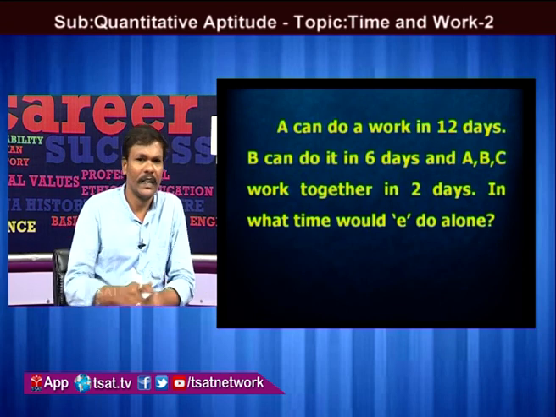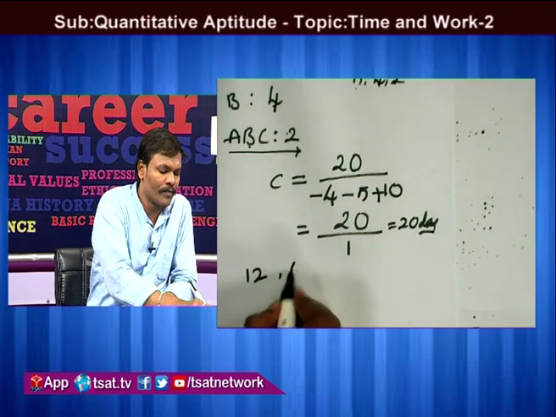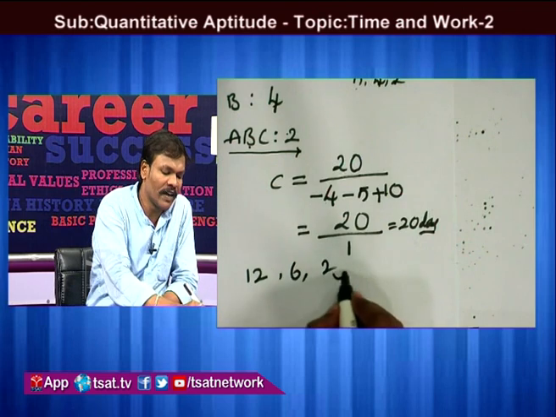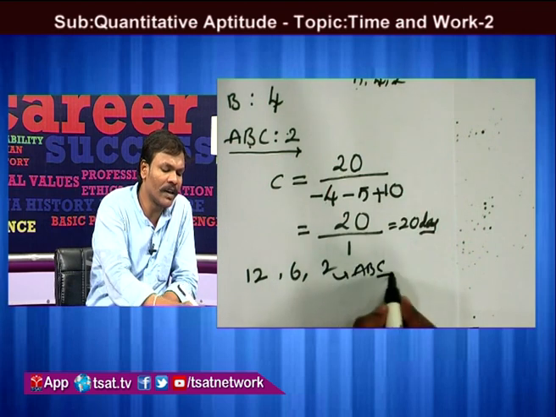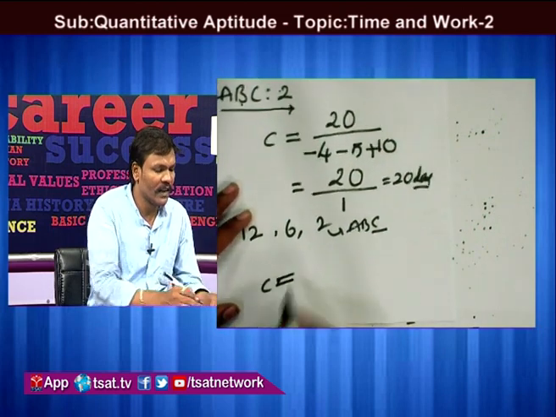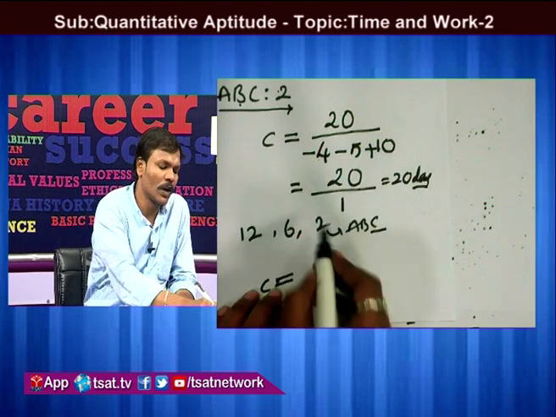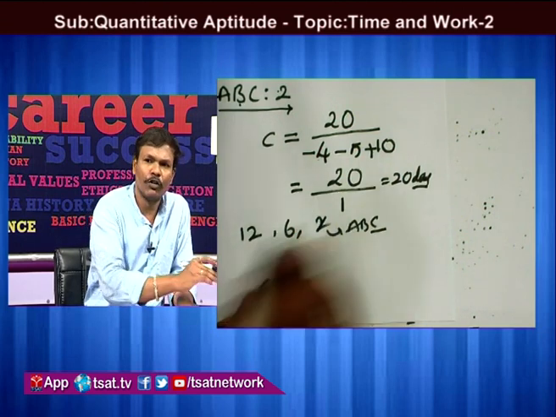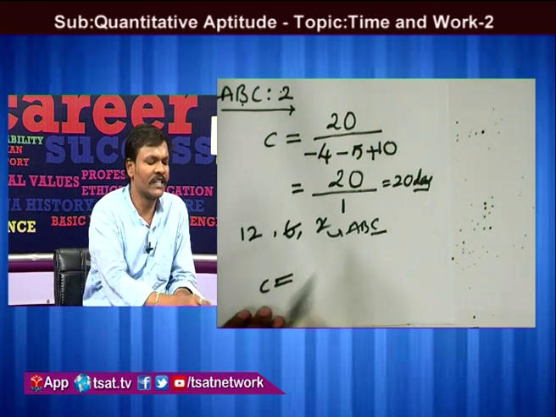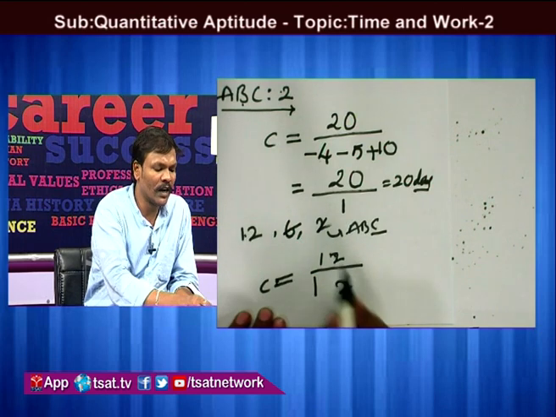See, A is 12, B is 6, ABC is 2. This value is for A, B, C, and from that we need C only. When we have 3 values, we take the LCM. The LCM of 2, 6, 12 is 12, since 2 3s are 6, so no need to calculate the 2, and 6 2s are 12, so no need to calculate the 6 also. So the LCM is simply 12: 12 1s are 12, 6 2s are 12, 2 6s are 12.